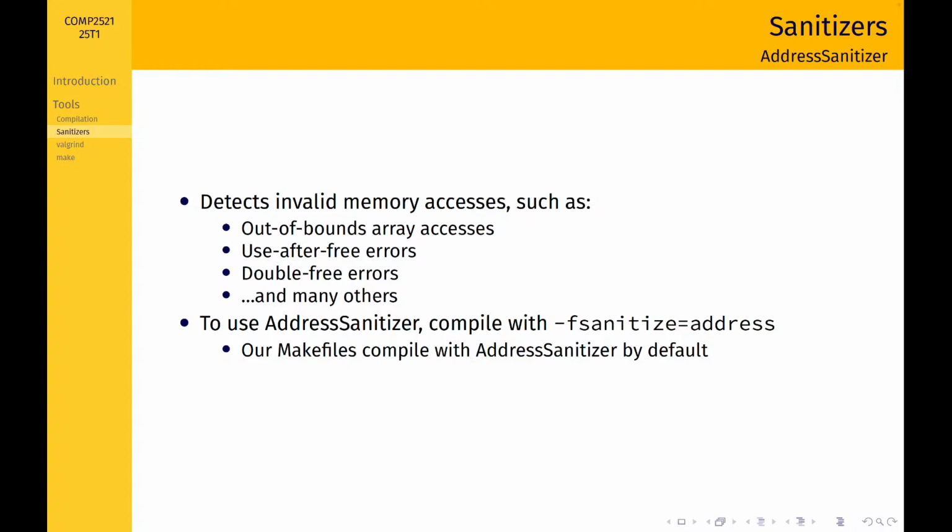Okay, so to use address sanitizer, we compile with this flag: -fsanitize=address. Our makefiles, which we'll get to in a bit, compile with address sanitizer by default. All the stuff that we're covering now will also be covered in your first lab exercise. It'll go through the sanitizers and the different errors that you might get, so that when you work on future lab exercises, you will know how to interpret the error messages given by your program.